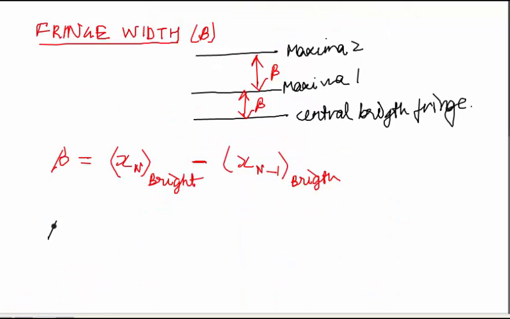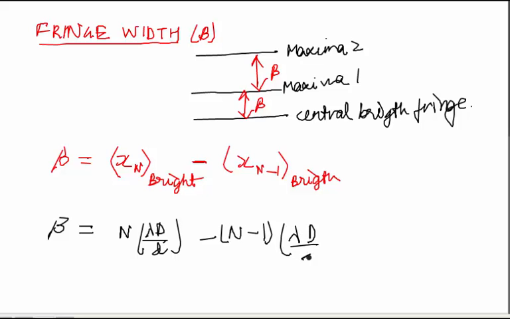So we go here, we write beta is equal to n lambda d by d minus of n minus 1 lambda d by d. So here this term and this will get cancelled. So we will get beta equals to lambda d by d. So this has been the derivation for finding the fringe width, which will be equal to lambda d by d. So this is the formula that we use for a fringe width, and this completes our first part.